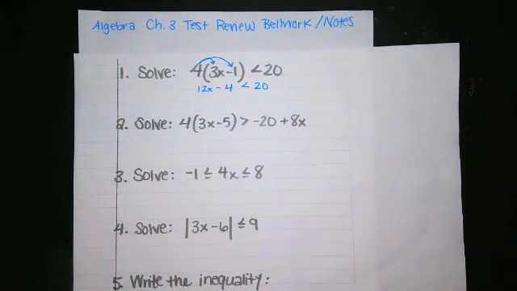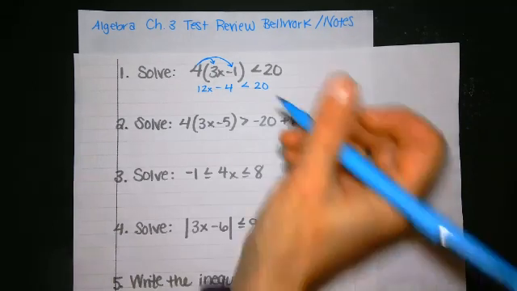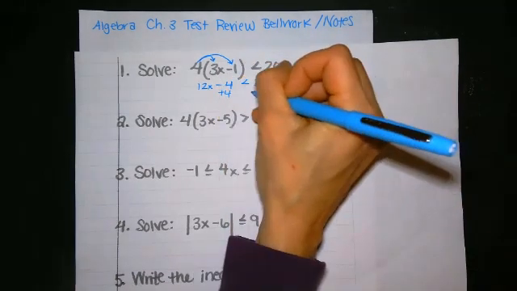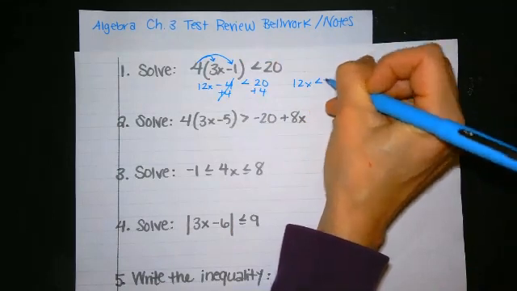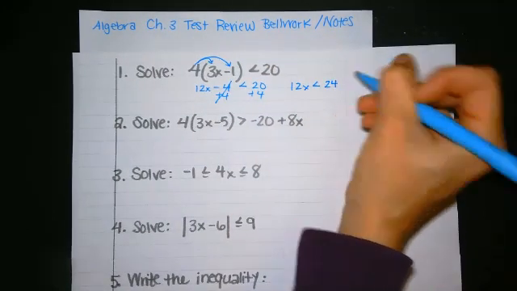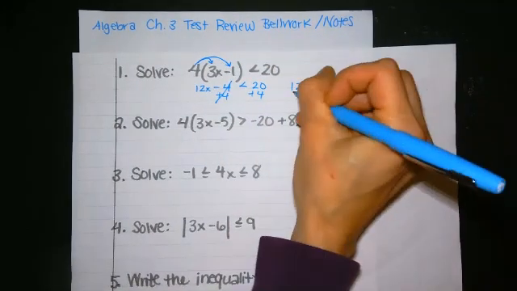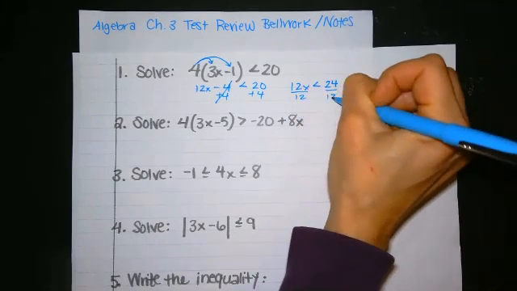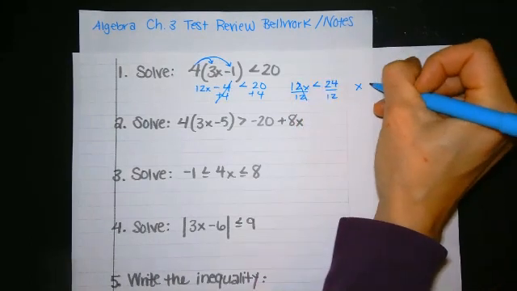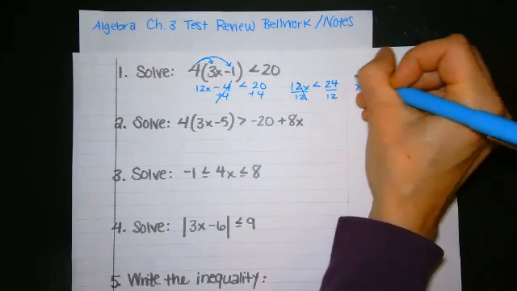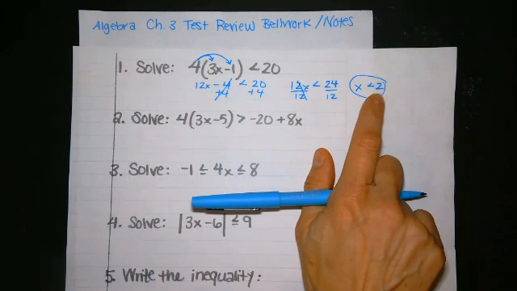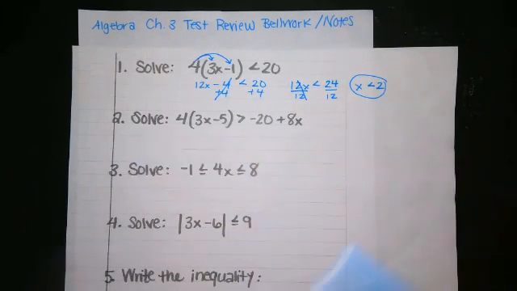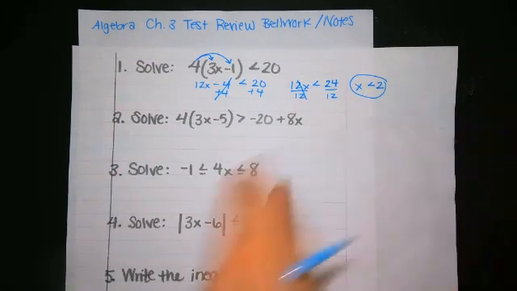Okay, now we're going to solve this just like we would an equation. The first thing we're going to do is add 4 to both sides. That gives us 12x is less than now 24. And then we're going to divide by 12. And we end up with x is less than 2. And this is the answer to the inequality. x is less than 2. If you had to graph that, it would be an open circle and the arrow would be pointing to the left, right? Okay. Let's do the next one.